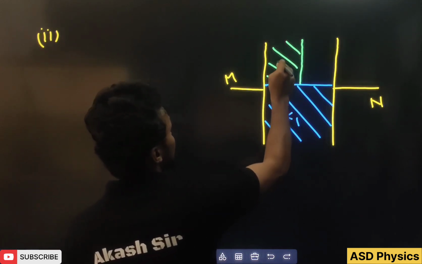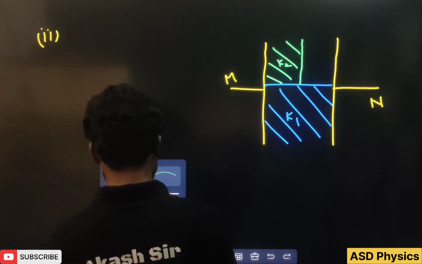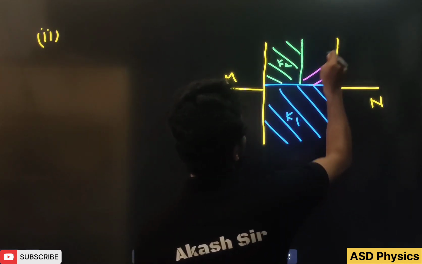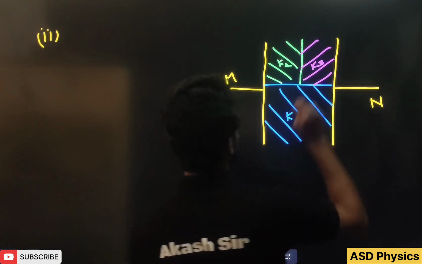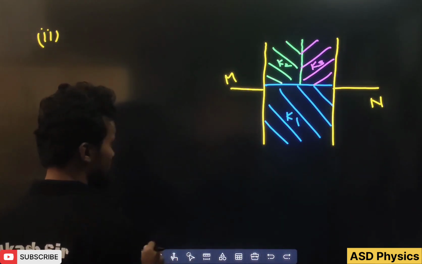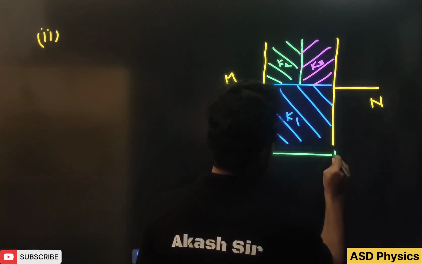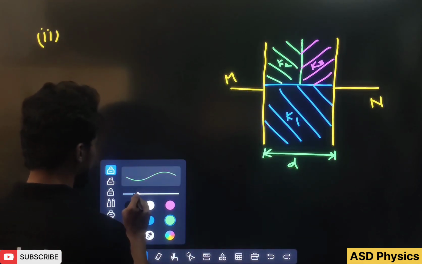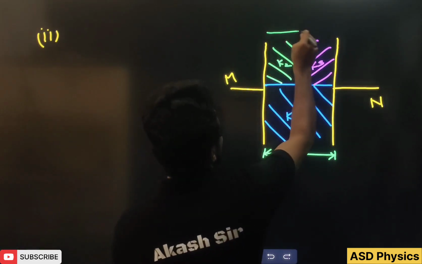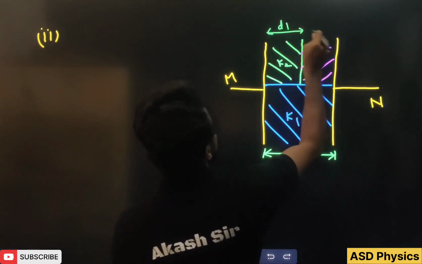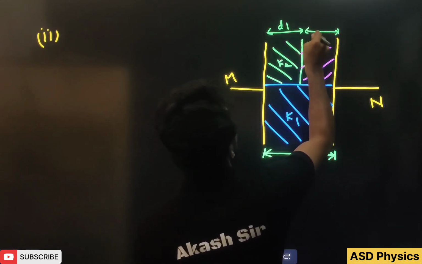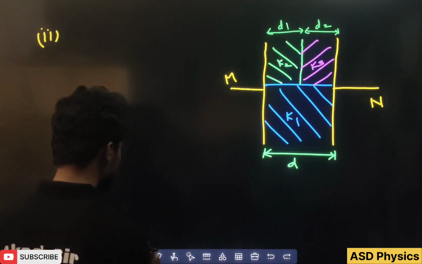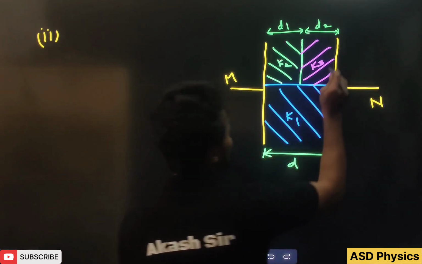Now let's take here, this is K2, and students, now we are seeing a mixed combination. This is K3. Now let me write here the distances. This distance is D. This distance here is D. Students, this one here is D1. This one here is D2.